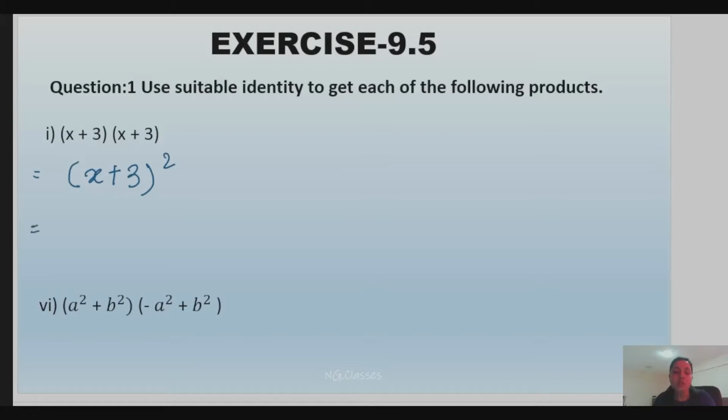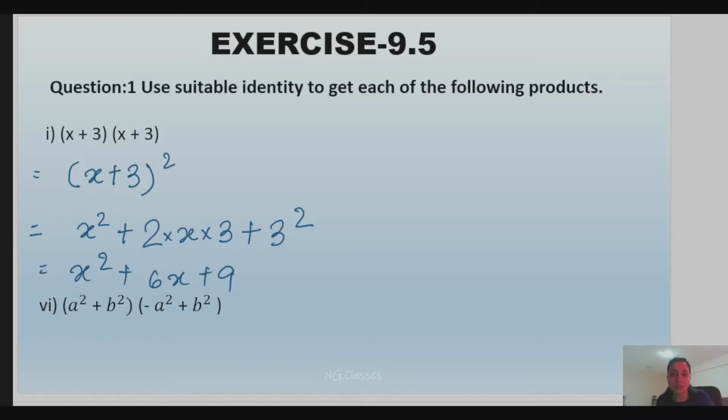Right? Now just apply the first formula, which says a plus b whole square is equal to a square. Here our a is x. So we will write x square plus twice ab. So twice the first term, that is x, and then the second term, that is 3, plus b square. What is our b? 3. So we will write 3 square. Now do the simplification. We will get x square plus 6x plus 9. And that's our answer. Similarly, we will do the next one. At first, we have to identify which formula will work here. So see carefully.